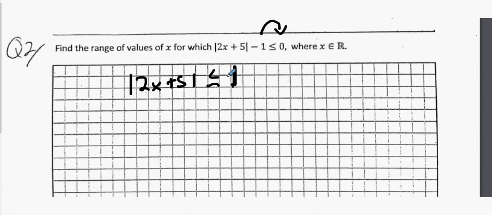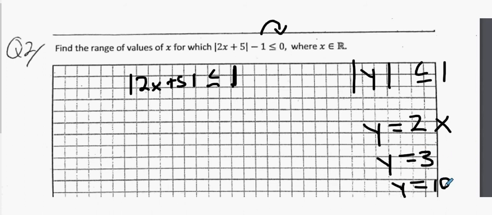Okay, next thing. If I said y is smaller than or equal to 1, what values of y would actually work? Would y equals 2 work? Yay or nay? Fails. Y equals 3? Y equals 10? No. So what you're essentially telling me is that all the y values I choose have to be smaller than 1. Is that okay? Let's keep going.